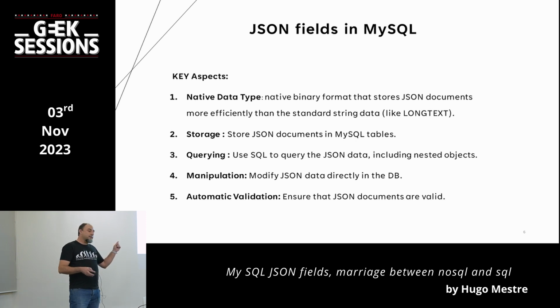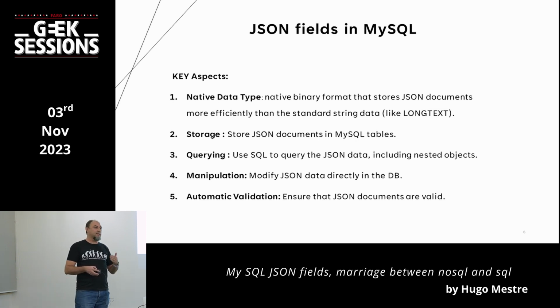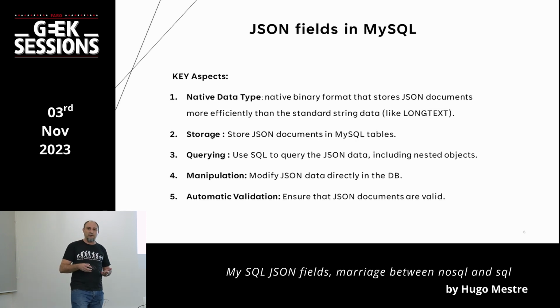Another difference between MySQL and MariaDB is that the validation in MySQL is done automatically. Because this is a native data type, whenever you try to insert something into the JSON data type, it will be validated as valid or not valid. So it will return an error if it's not valid. In MariaDB, you can't do this. You have to have a function to do a check on the JSON field.